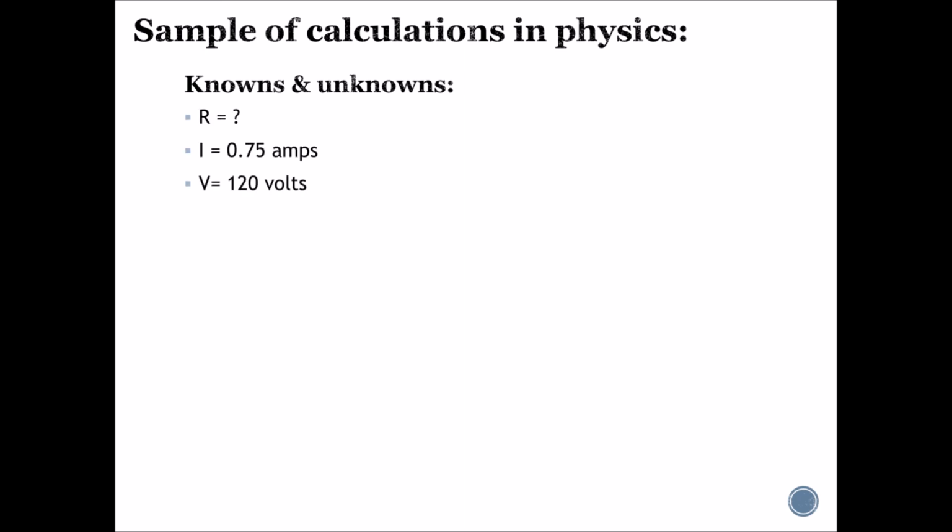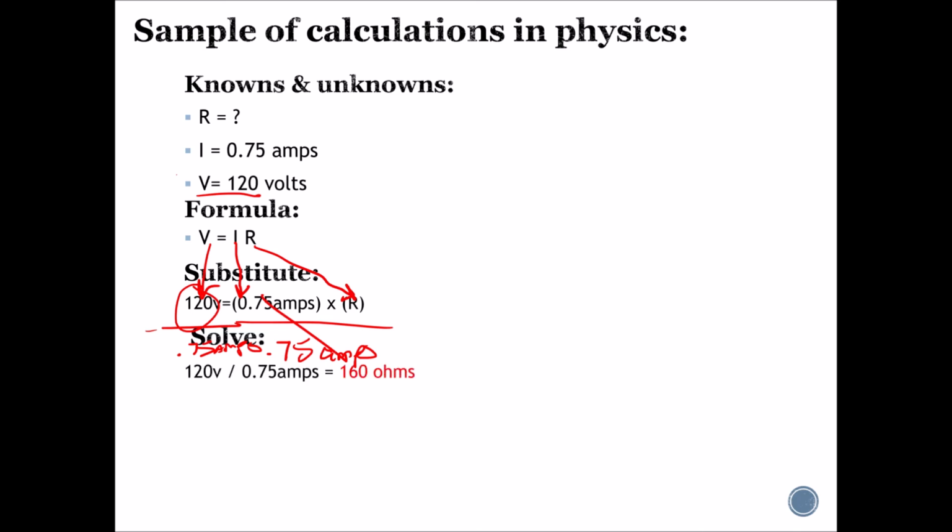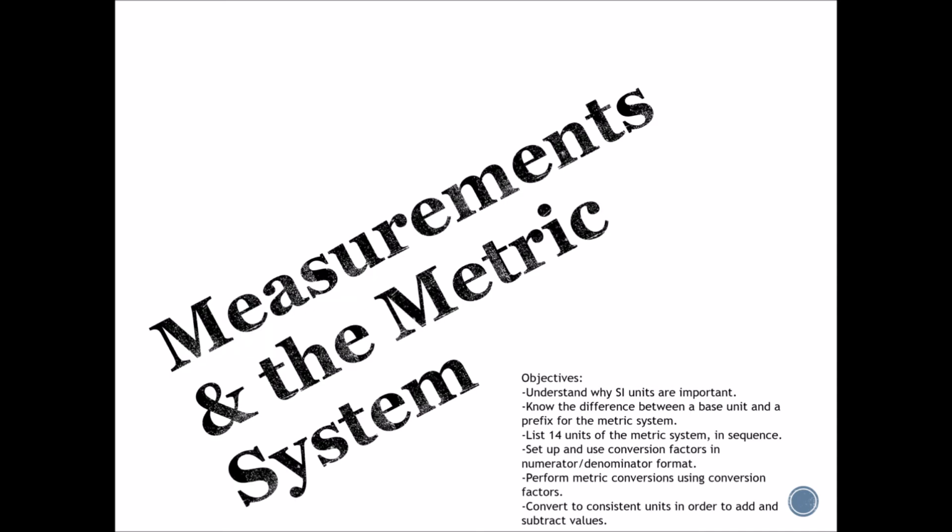Here we don't know resistance. We know the current is 0.75 amps, and we know that the voltage is 120 volts. You would simply use the formula, substitute in the values given. So for V, we have 120. For I, we have 0.75, and for R, we don't know. Now you use your basic algebra and divide both sides by 0.75 amps. 120 divided by 0.75 gives us 160 ohms. So this is just a sample of what you'll be doing in this course.